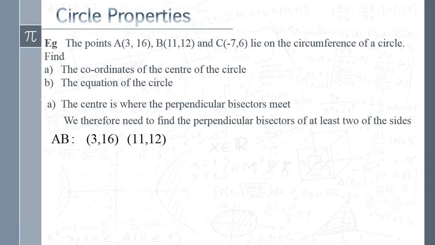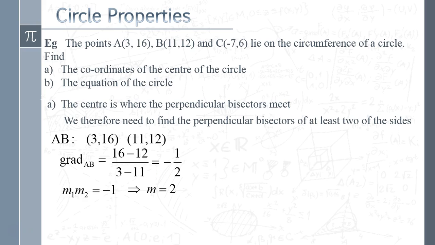First things first, for any equation we're going to need a gradient and a coordinate on the line. So let's go for the gradient of AB: y2 minus y1 over x2 minus x1, and we get that the gradient of AB is minus a half. We need the line that's perpendicular to that, so we're going to use m1 times m2 equals minus 1, and so the perpendicular bisector has a gradient of 2.